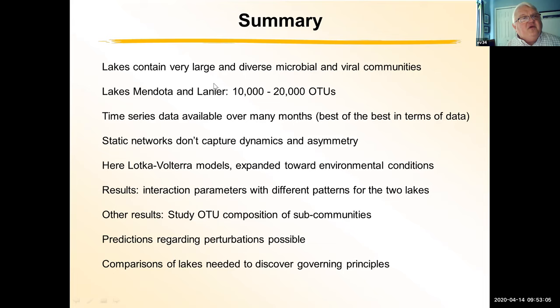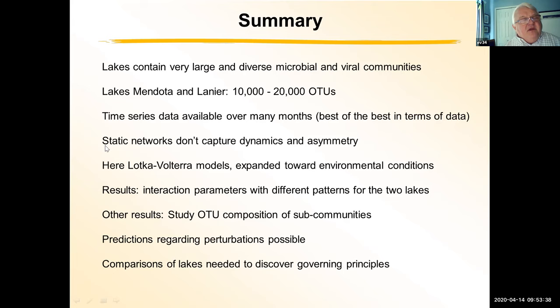So we have very large and diverse microbial communities. In fact, in Lake Lanier, we have something like 1,000 viral types, not really species, viral types. In these two lakes, we have between 10 and 20,000 OTUs, around 18,000. We have time series, which are very, very valuable because they show us how interactions change throughout the year. So this is right now the best of the best in terms of data.